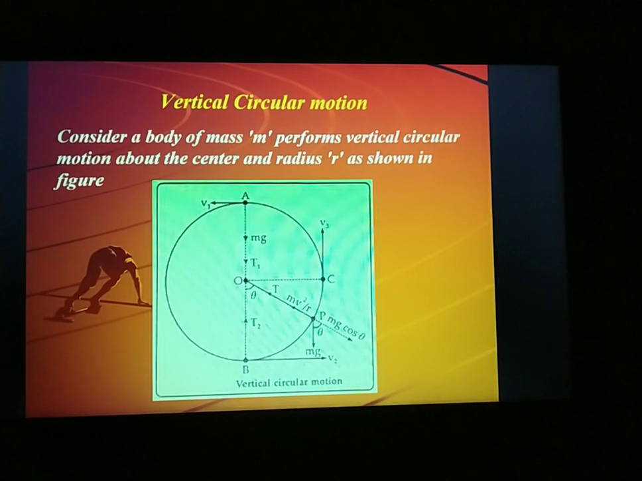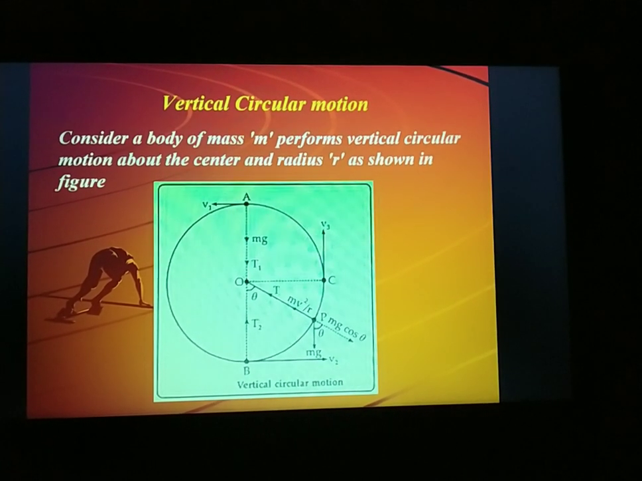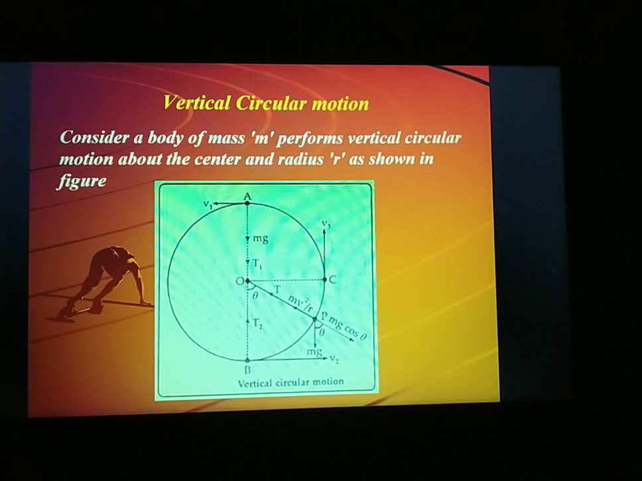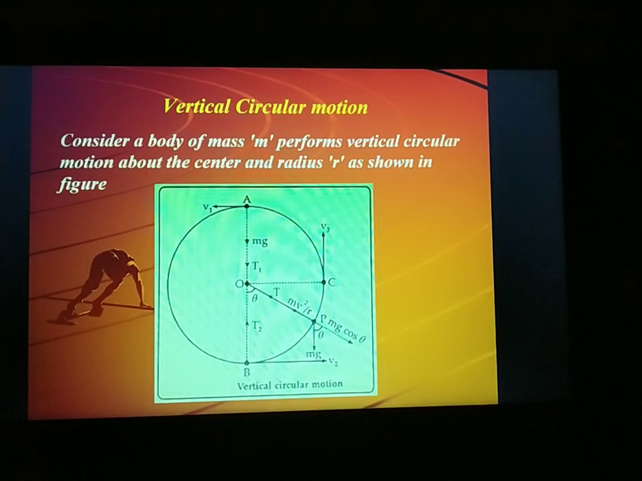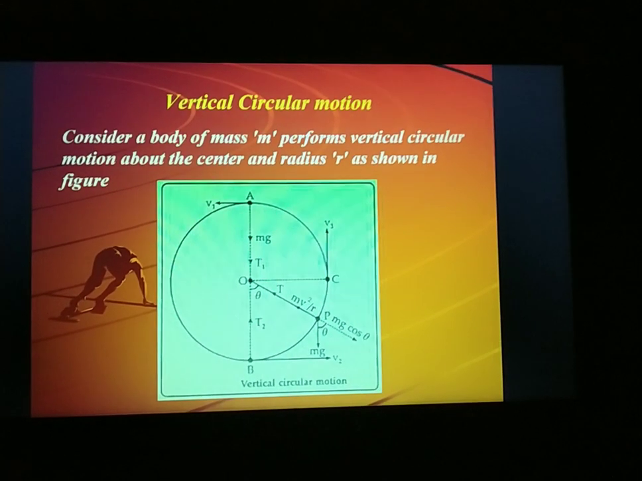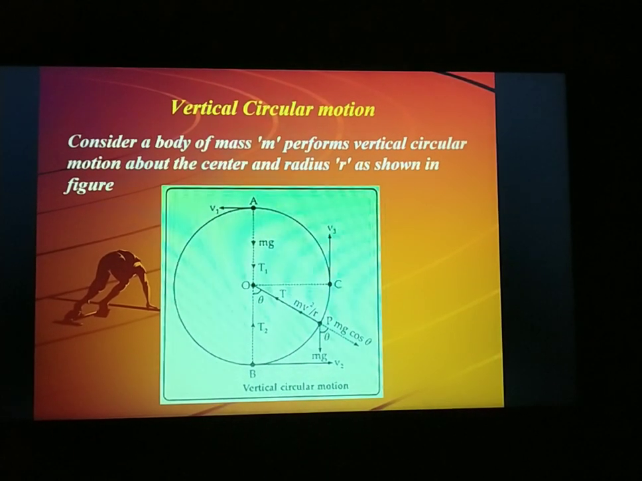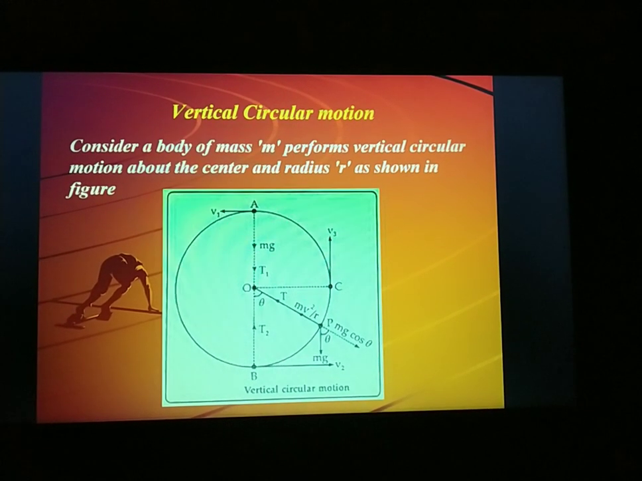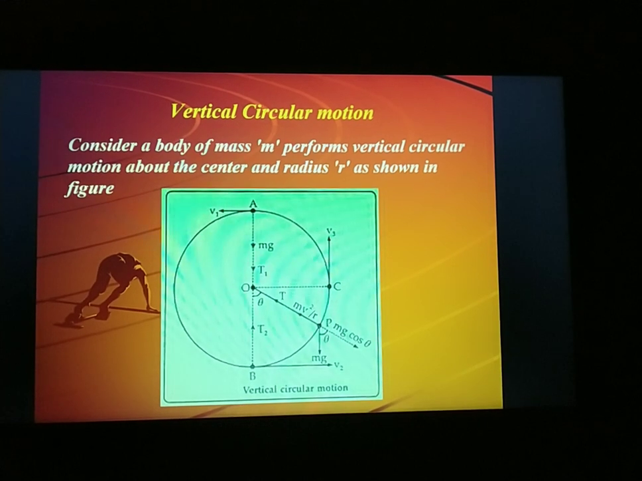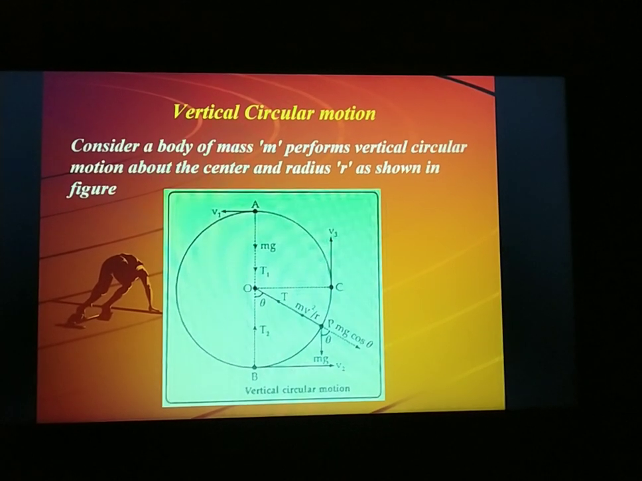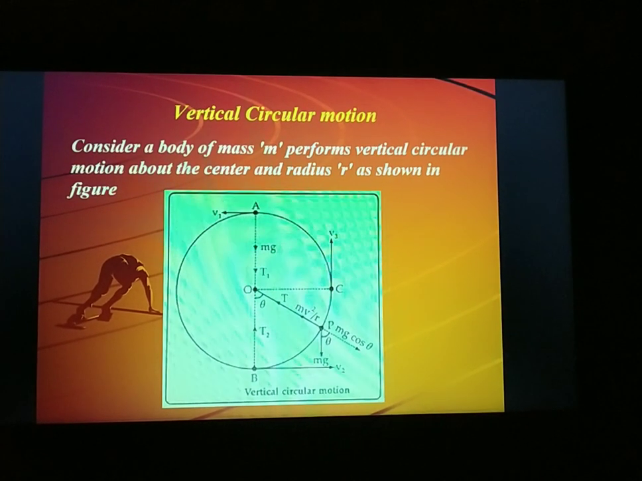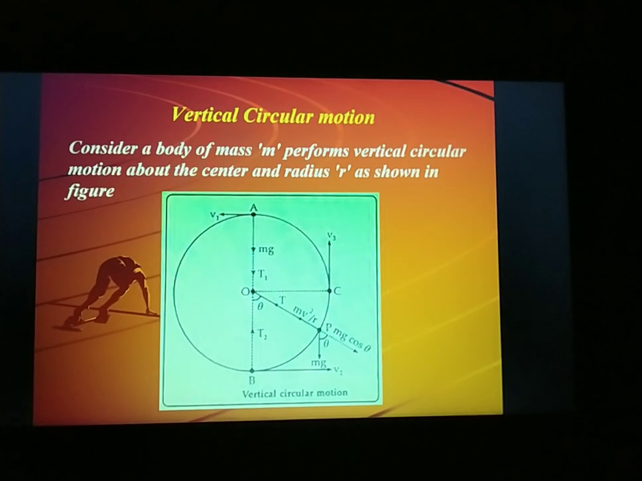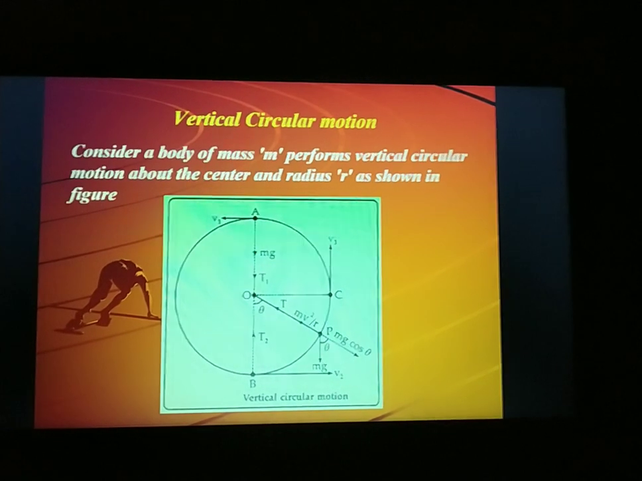When the bob is at point A, weight is acting vertically downward, that is mg, and T1 is the tension along the string, which is again towards the center of the vertical circle. So both the forces are in the same direction. Similarly for point B, weight will be acting vertically downward, mg, and tension T will be opposite, that is vertically upward towards the center of the vertical circle. At point C, the mid position, tension will be along the radius towards the center.